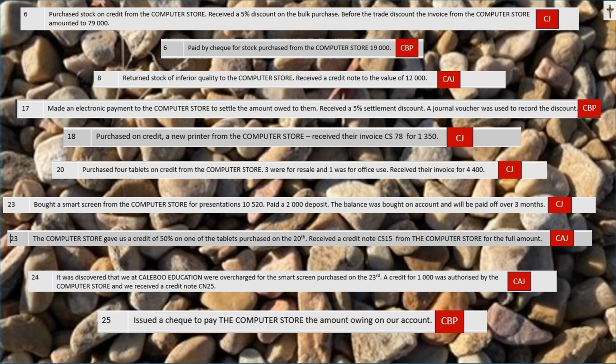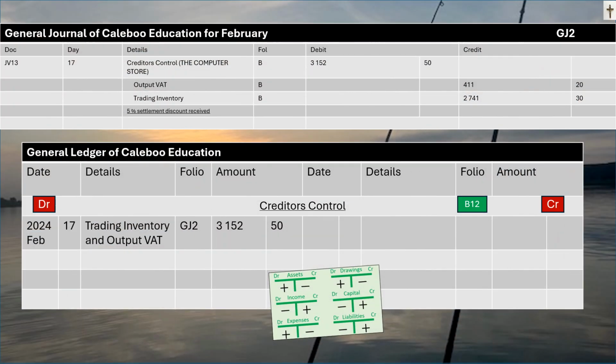So once again, I'm taking all these transactions relating to the computer store. This is what we're going to do now: the general ledger, and we're doing the creditors control account. So I've taken extracts from all the journals. I'm going to keep this in date order.